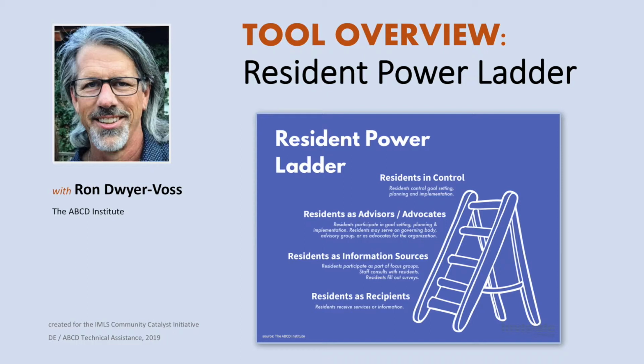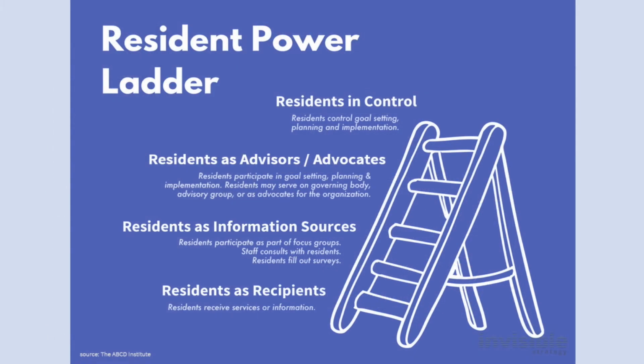So the ladder here talks about 4 general levels. Obviously there's some overlap and it's more complex, but this works pretty well to think about these 4 distinctions. At the bottom of the ladder we have residents as recipients. These are programs or projects where people come to get services or information, and that's all. That's their role. They're consumers.